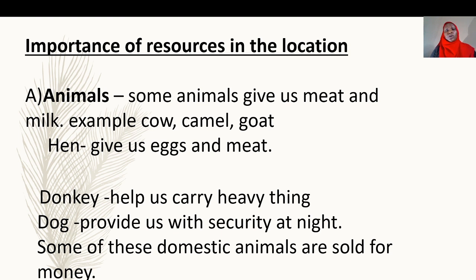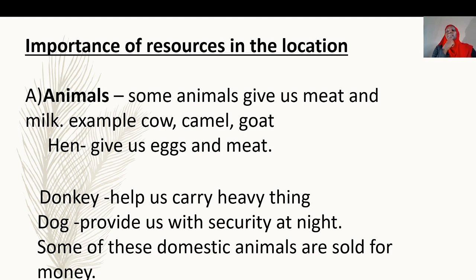Now we also have the donkey. Why are donkeys important to us? Donkeys help us carry heavy things. For example, you need to carry your water from the river to the house, or maybe you want to carry things from the market to the house. What are you going to use? You are going to use the donkey. The donkey is going to help you to carry these heavy things. And donkeys provide us with security at night.